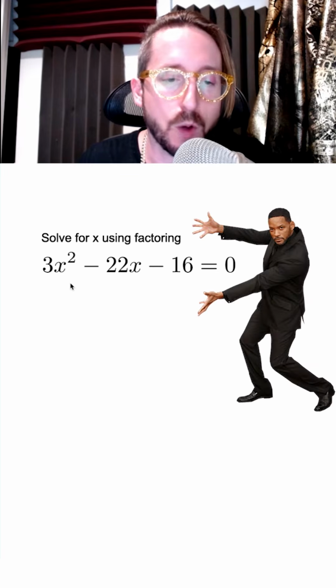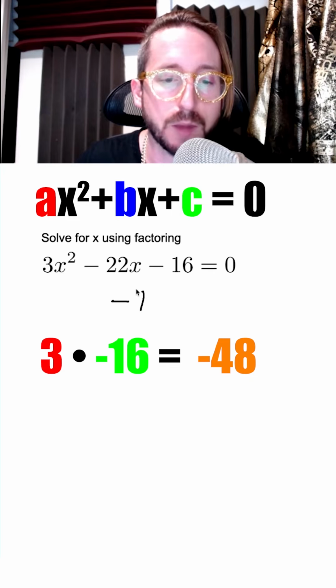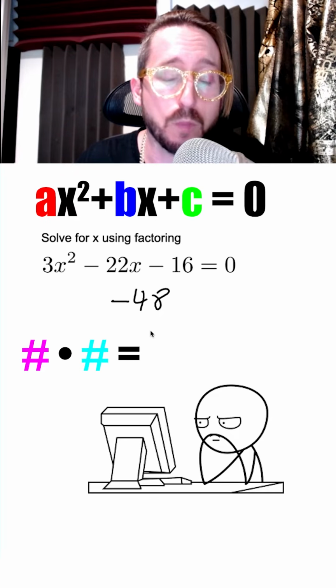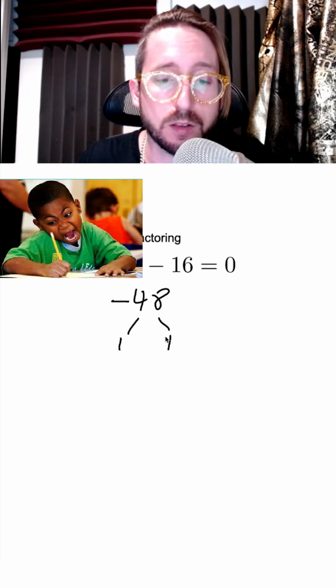So here we have our quadratic equation. What we're going to do is take our first term, 3, and multiply it by the last one, negative 16. That gets us minus 48. Now our goal is to figure out what two numbers multiply to negative 48, but add up to this middle number, minus 22. We can do this by starting to write out some of the factors of 48.